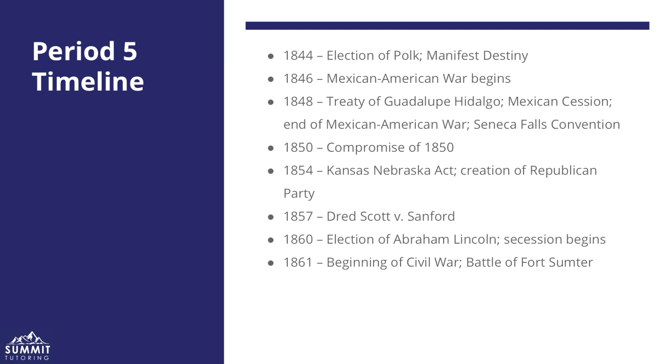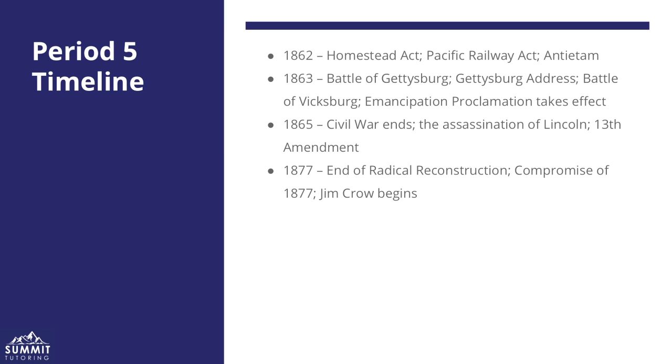So here's a timeline just for your reference. We're going to start with the election of Polk, Manifest Destiny, and then the Mexican-American War begins shortly after that. And then we move right into period 5, all right? So period 5 is going to wrap up in about 1877, when the Compromise of 1877 is brought about, and Jim Crow starts. It's also right about 10, 12 years after the Civil War ends, Lincoln is assassinated, and the 13th Amendment is added.